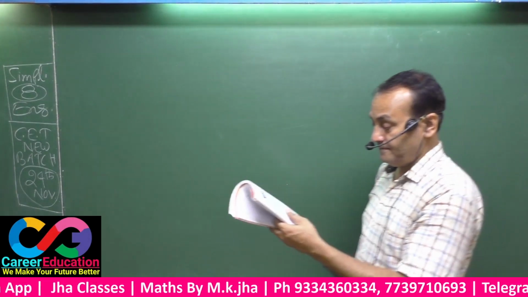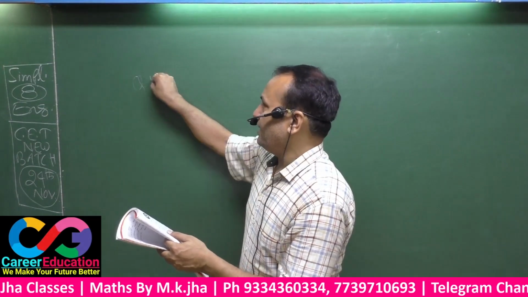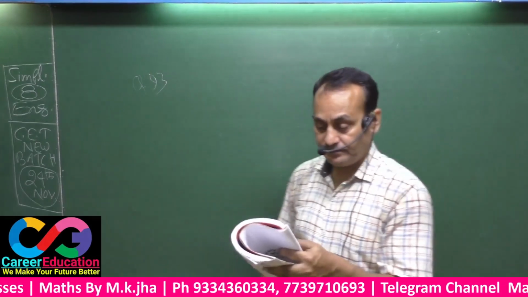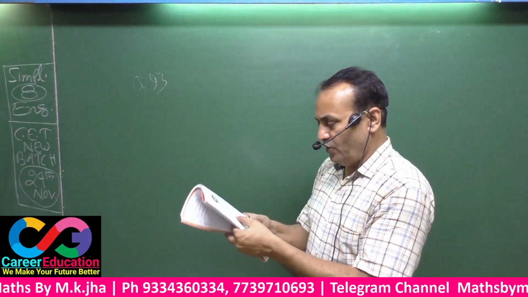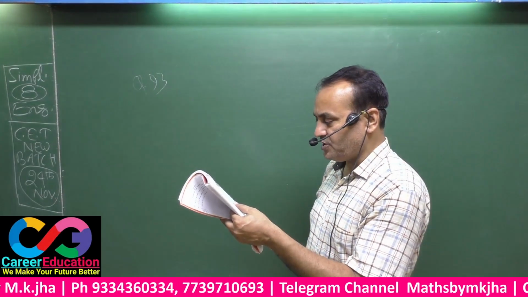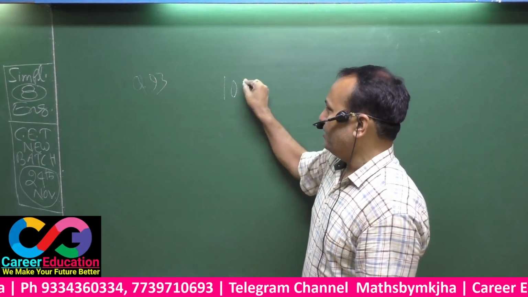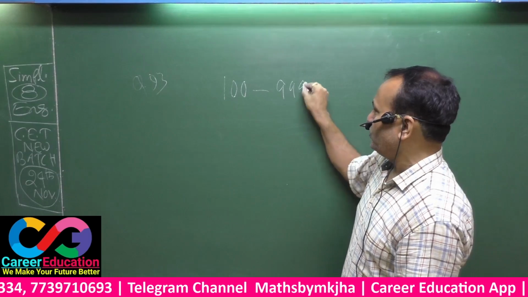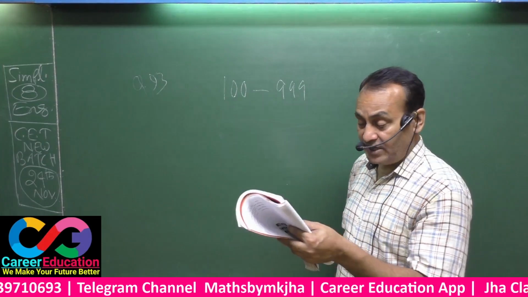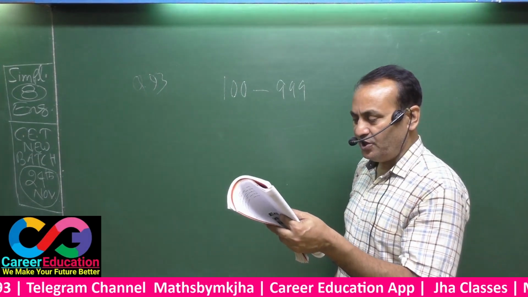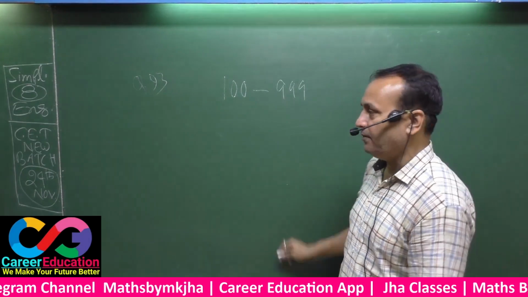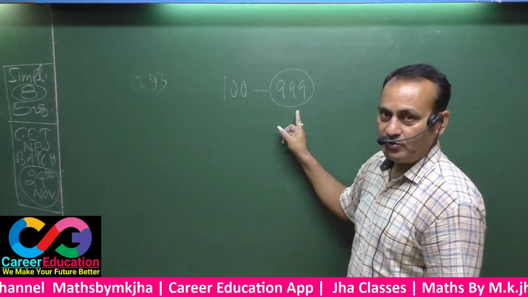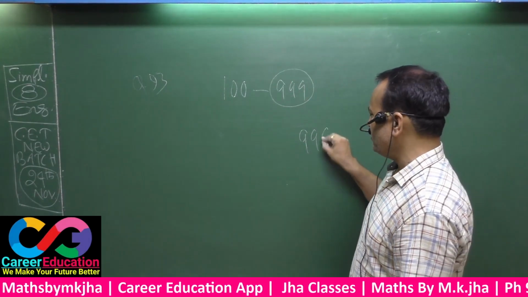Now, question number 93. Which is the 3-digit greatest perfect square number? See here, 3-digit numbers are 100 to 999. The question has asked which is the 3-digit greatest perfect square number. That means you have to go to the end of the range. That means this is 999.